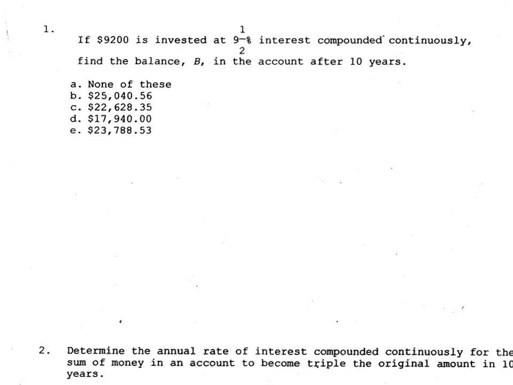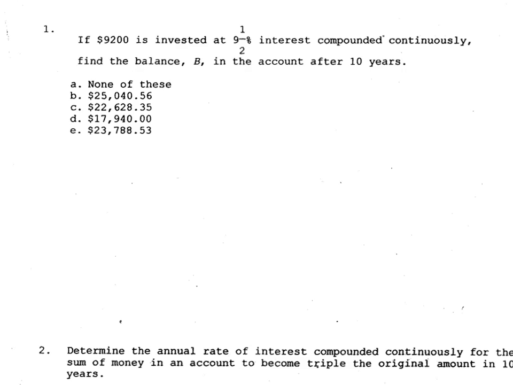The following word problems you are allowed to use a calculator for, and they were the word problems that we went over in class in groups. So for number 1, if $9,200 is invested at 9.5% interest compounded continuously, find the balance in the account after 10 years.